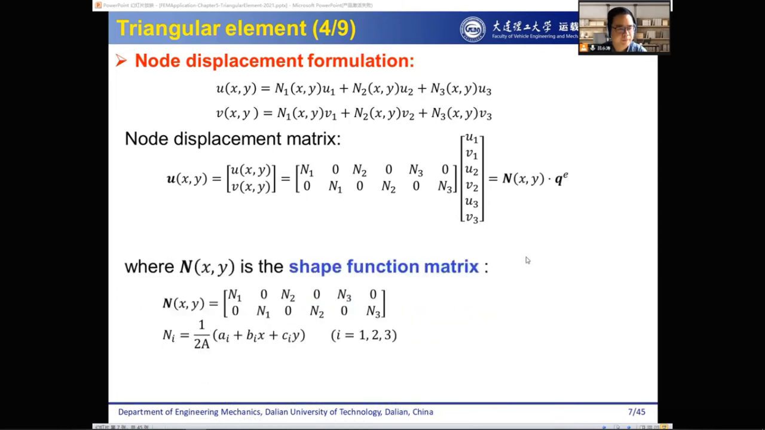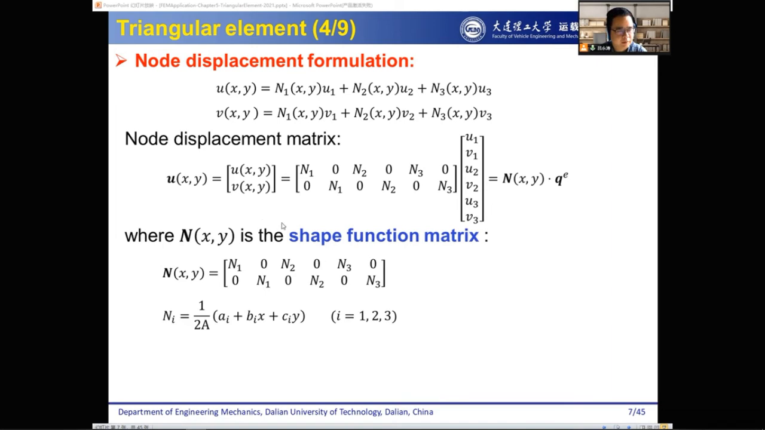Okay. And then here we already mentioned N is the shape function matrix, and this is a very important concept, and we will talk more and more about the shape function matrix. Okay, and in this case, in this 3-node triangular element, the shape function equals 1 over 2A, and then a_i plus b_i x plus c_i y.